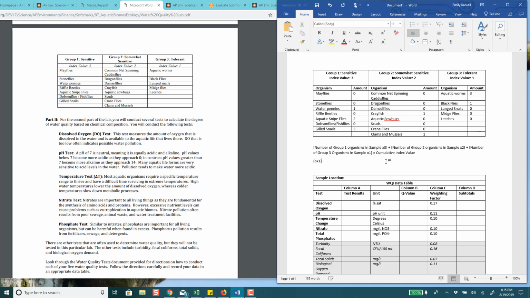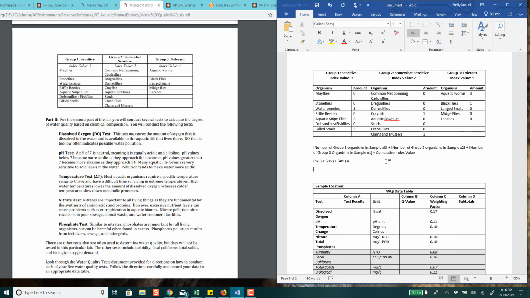So we have six organisms in our group one, so we'll do six times three. And then in group two, we have two organisms, so we're going to do two times two. And then in group three, we have four organisms, so we're going to do four times one. And then we're just going to add those up. And so we've got 18 plus 4 plus 4.